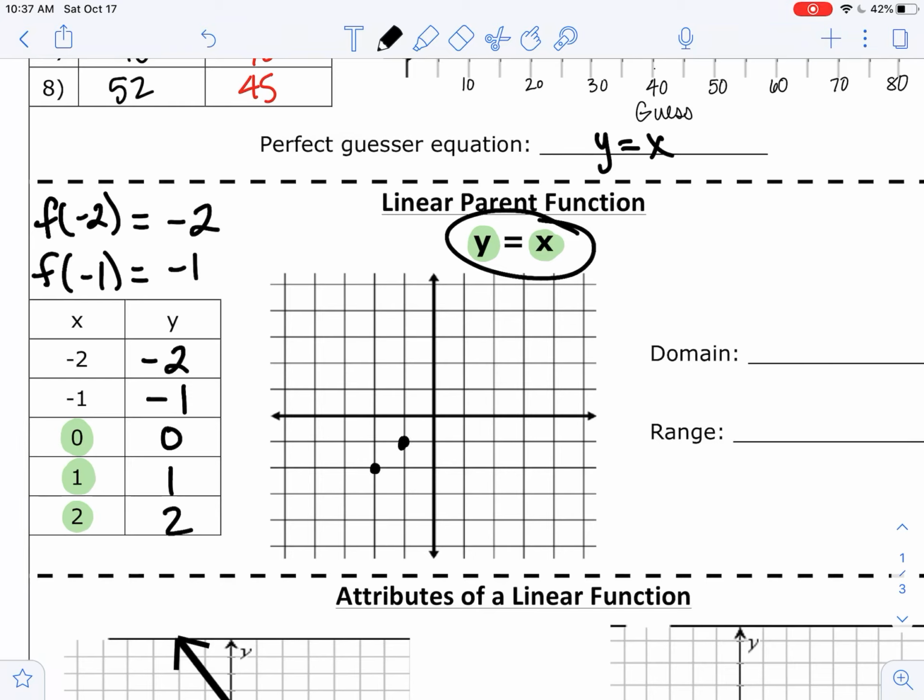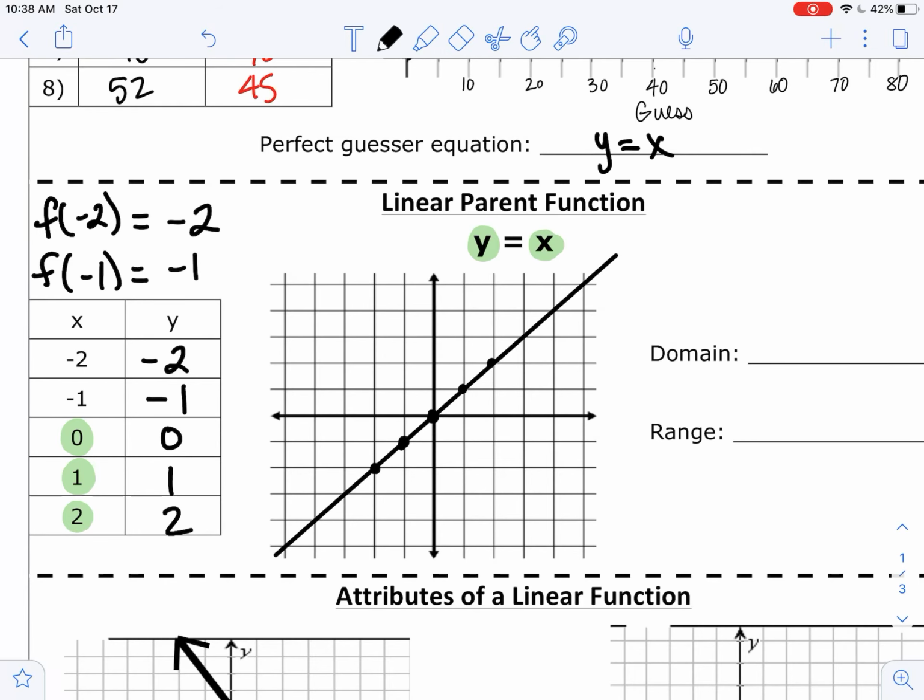Oops, sorry. We have our (0, 0), and then we have over 1, up 1, and over 2, up 2. So I'm going to go ahead and draw this line. Now, this is awesome. Notability will help you do this. So you just draw a straight line like that. This is called the linear parent function. Okay, the linear parent function. And always just think about the perfect guesser.